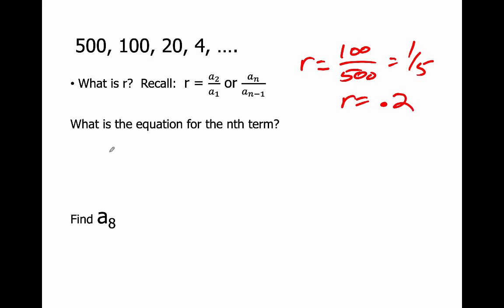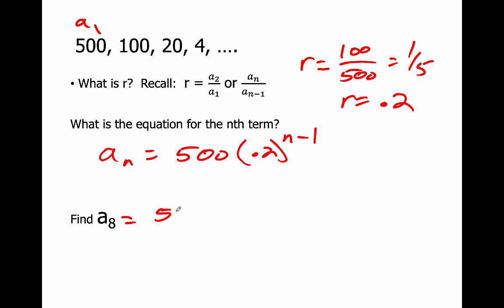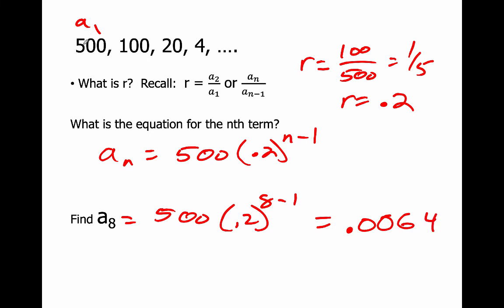What is the formula? This is a1. This is r. That's all you need for the nth term. You actually need fewer things for this one than for the other one. And I get a1 times r to the n minus 1. If I want the eighth term, it's 500 times 0.2 to the 8 minus 1, or 7th. I do that math in my head, no big deal. 500 times 0.2 raised to the 7th, and I got 0.0064, because we are declining in a hurry. 500, 100, next we would have 20, 4, 4/5, 4/25, and so on and so forth.